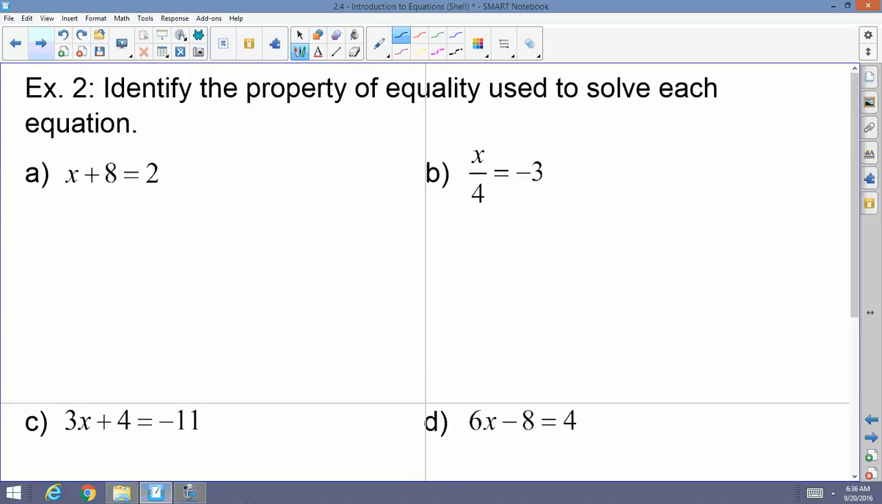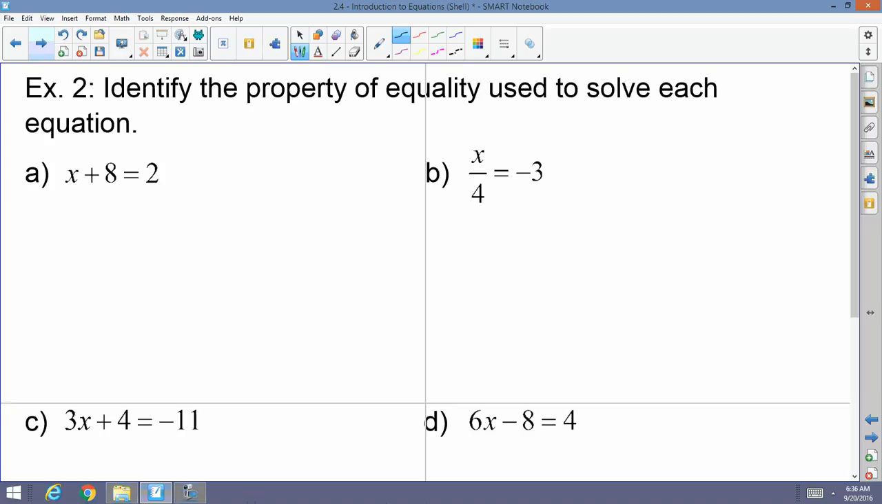Now, let's solve these, and let's identify the property of equality used to solve each equation. I'm going to solve them for you right now. Most of these you can probably solve on your own as well. I know that you've been exposed to single-step and two-step equations, but I promise you we will have a whole lecture series on equations in Chapter 3. But for right now, I just want to focus on the properties.